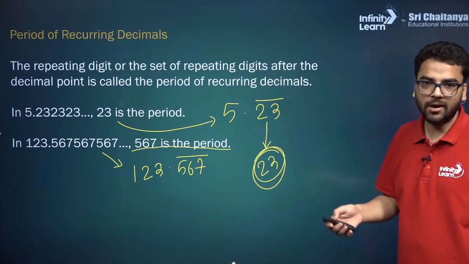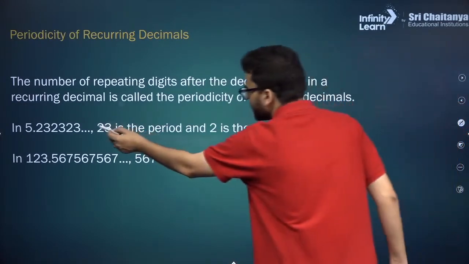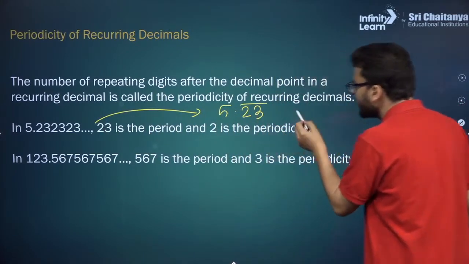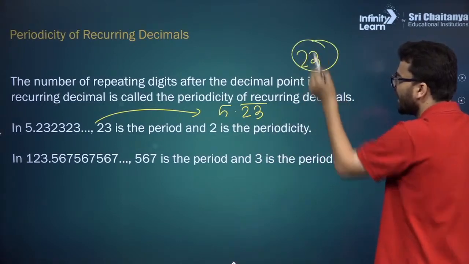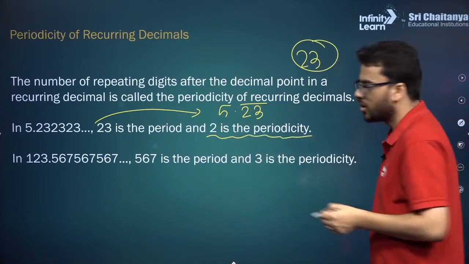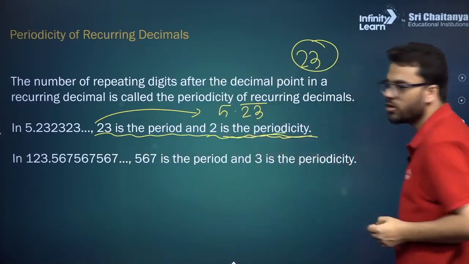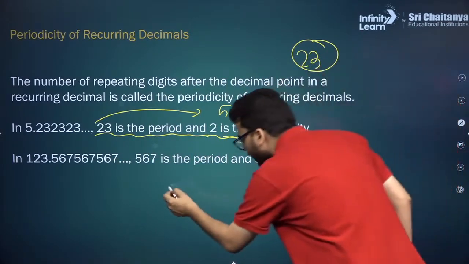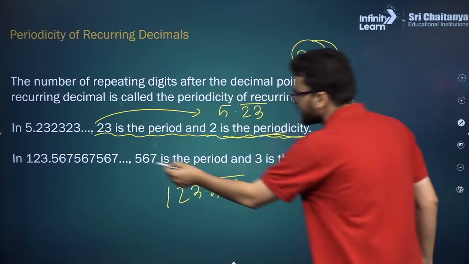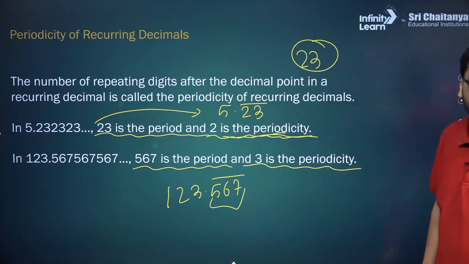Got it? Now one more thing is periodicity. It is the same, I mean some slight difference is there. See, this number can be written as 5.23 with a bar. So 23 is the period, and because 2 digits are repeating, therefore 2 is the periodicity. In the same manner, this is 123.567 with a bar over it. So you see 567 is the period and 3 digits are repeating, so therefore 3 is the periodicity. You got it?